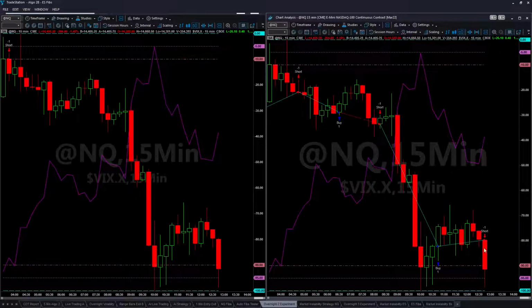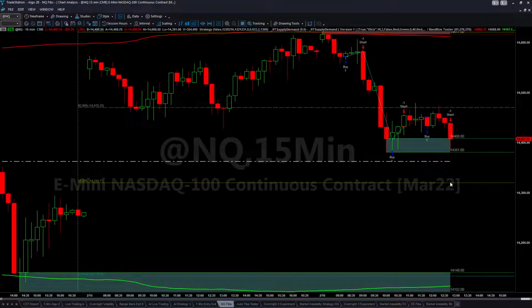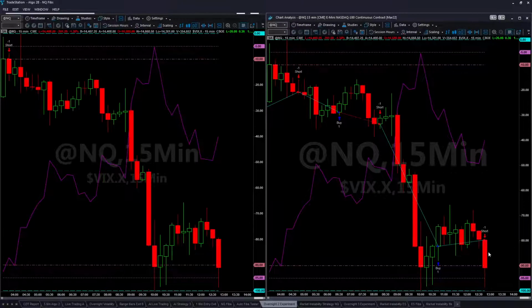Well, we just got a signal here to go short, so it's hard to say. I really don't work off the Fibonacci levels, so it's hard to say where price is actually going to reverse from this downward move right now. We've got a very nice short signal right here, and another one right here. I am looking to take a short position on this pretty soon.